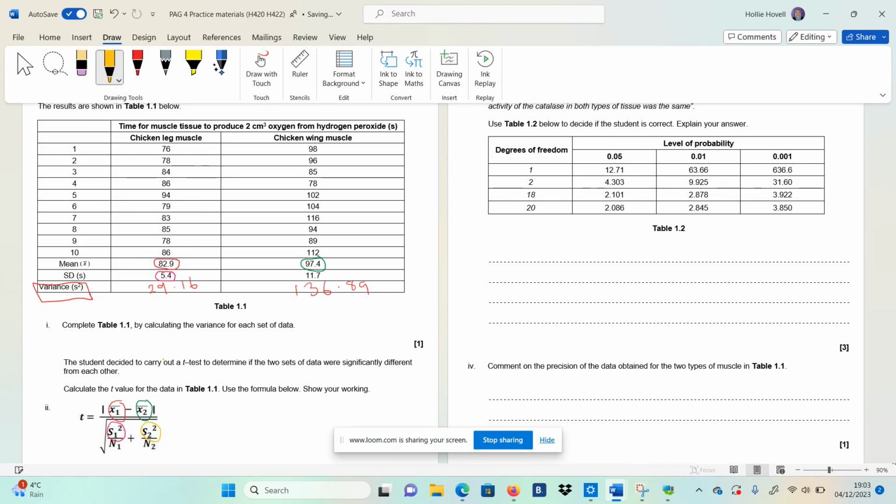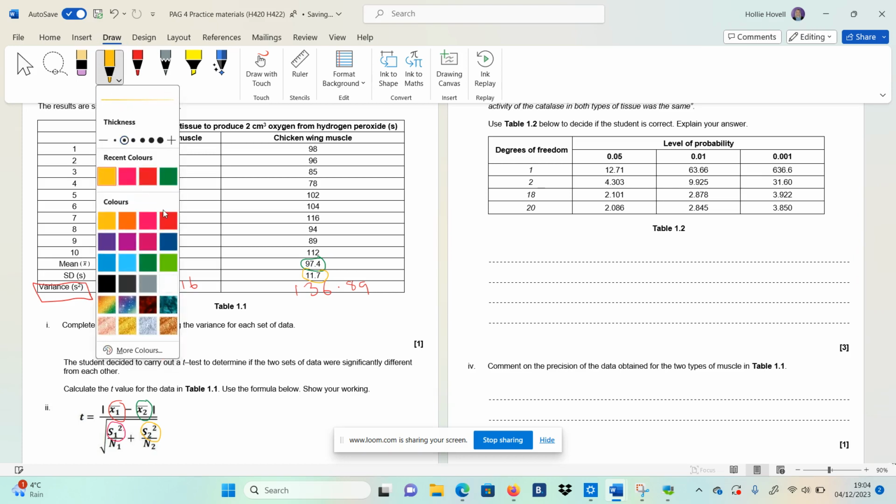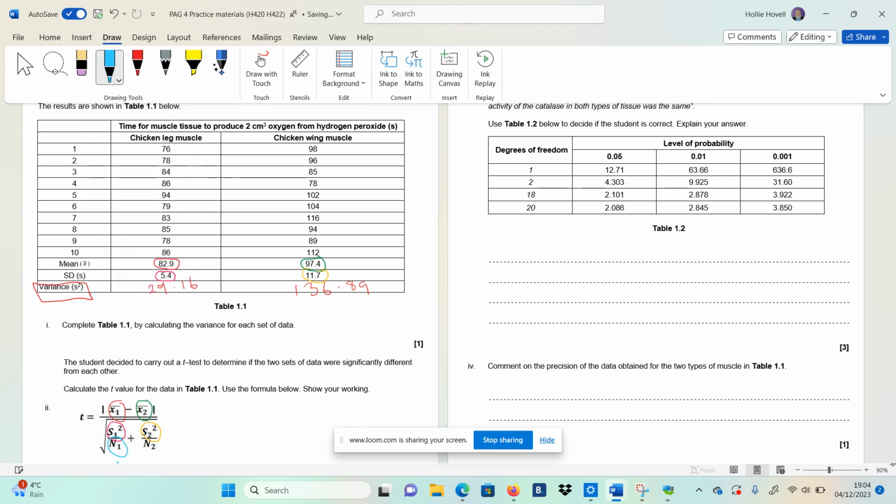So here's your S2, square that, pop that in there. Then N1 is just the number of samples. So in sample set 1, we've got 10, and in sample 2, we've got 10. So number in set 1 is 10, number in 2 is 10. And you just pop all of those numbers into this big equation, okay? And then you can just work it out little bit by bit, and eventually you should get that answer.